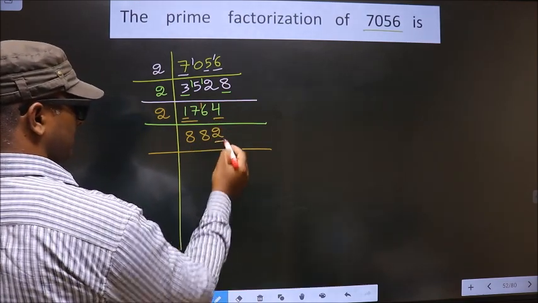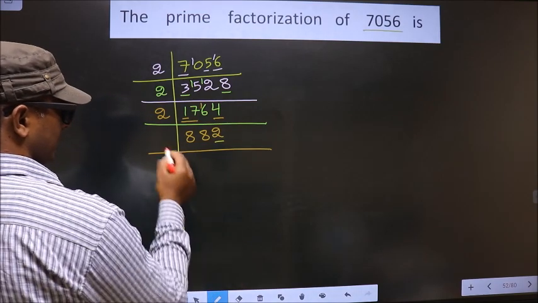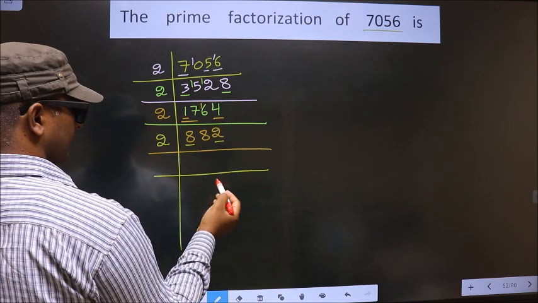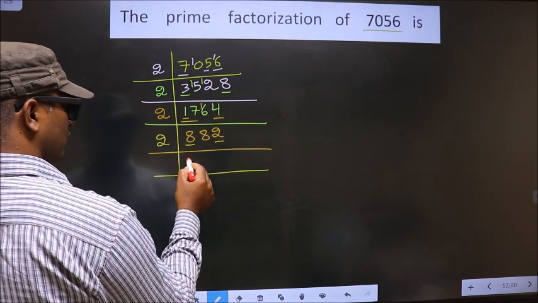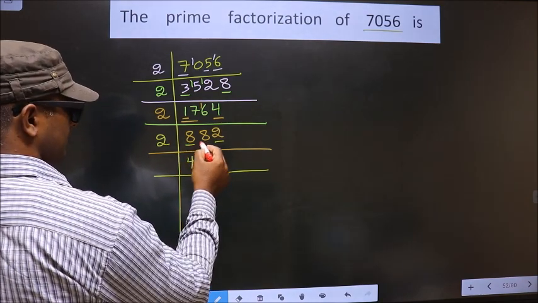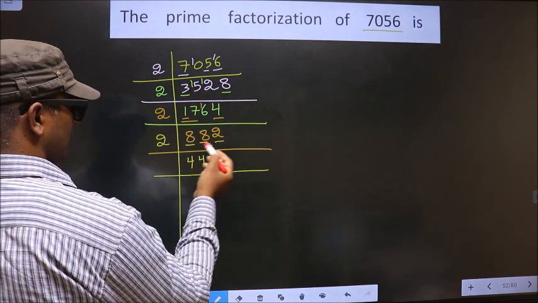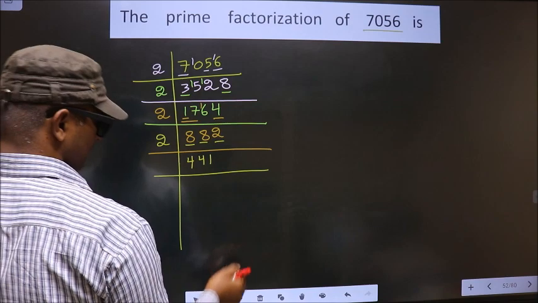Now for this number, last digit is 2, which is even, so we take 2 here. First number is 8. When do we get 8 in 2 table? 2 4s 8. Next number is 8, so again 4. Next number is 2. When do we get 2 in 2 table? 2 1s 2.